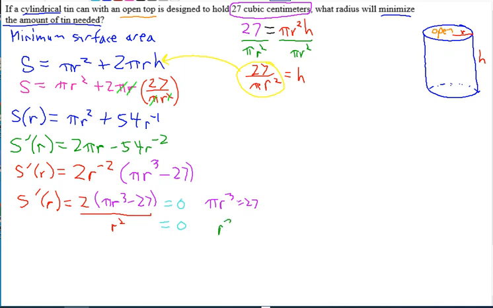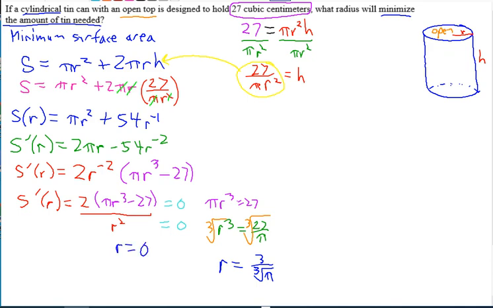So you get r cubed equals 27 over pi. And then you would take the cube root of both sides, get rid of the cubed. So r, cube root of 27 is 3, and then the cube root of pi, and just leave it as the cube root of pi. And then on the denominator, you just get r equals 0.